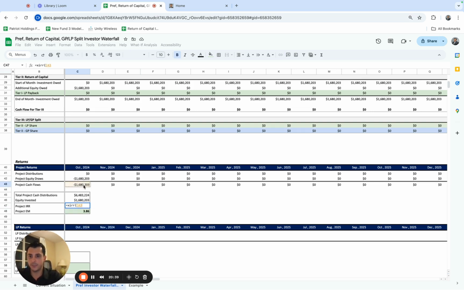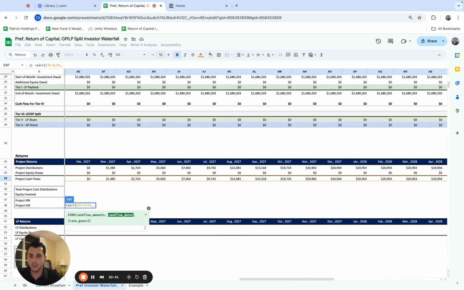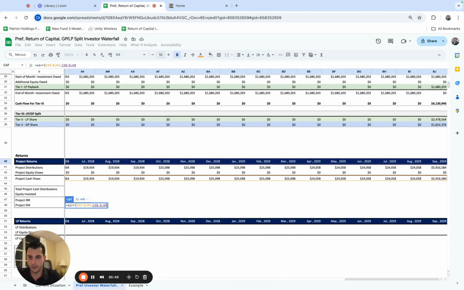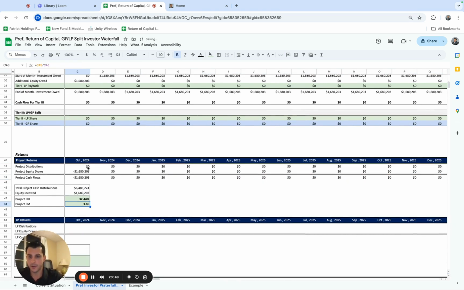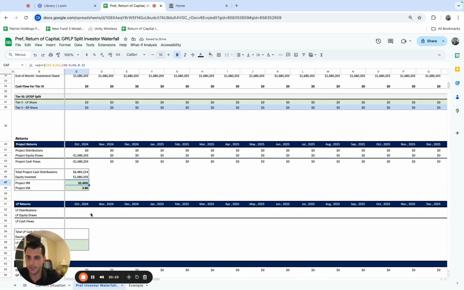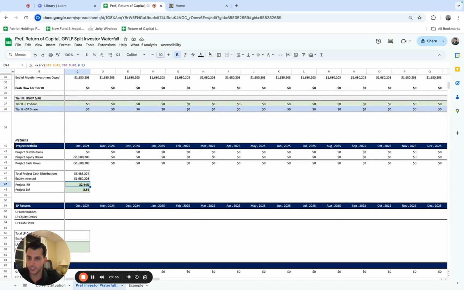So cash flow amounts for XIRR are these. Cash flow dates, here's the dates. And the guess, I don't know why Microsoft does this, but we just put a random number in there. So the project IRR is 3.24. Okay, so now we know what the project level returns are.